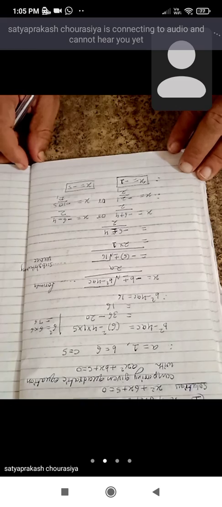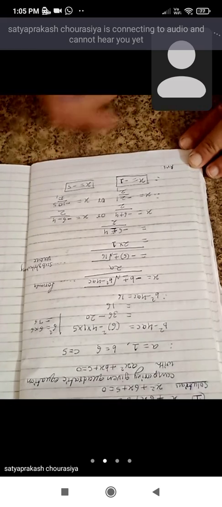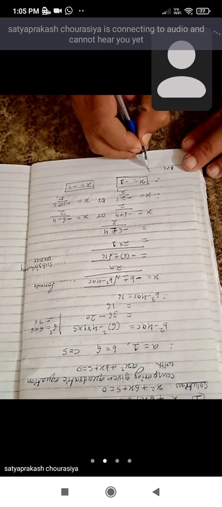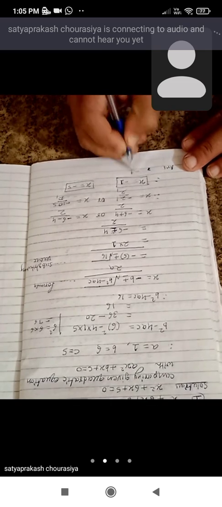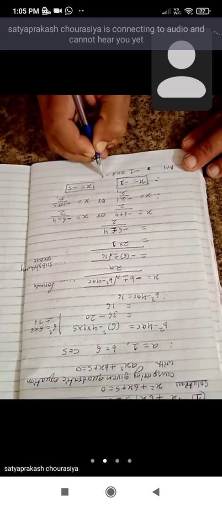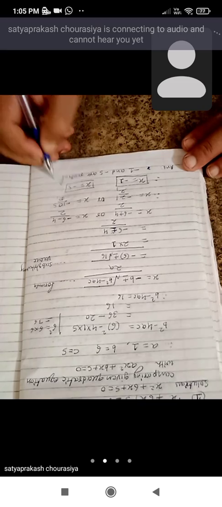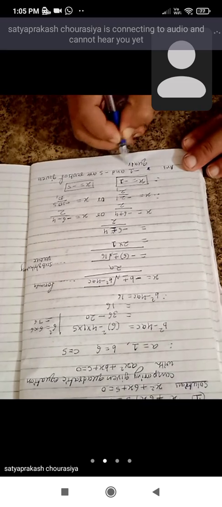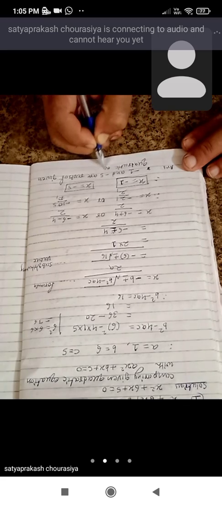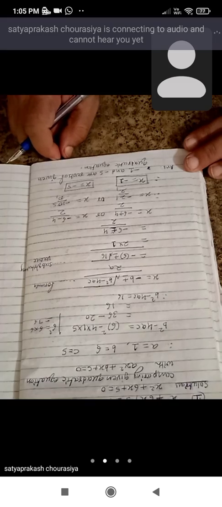It's clear now, students. Now write down the answer. Minus 1 and minus 5 are the roots of the given quadratic equation. Full stop. It's clear now, students.